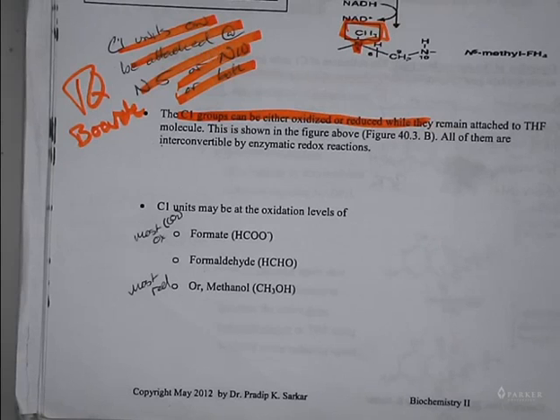Biotin. Nice. What's the most oxidized form of CO2? Good. But the most oxidized form that THF carries is formate. Most oxidized up here has the most oxygens compared to hydrogens. Please know the oxidation reduction. Most oxidized is formate, and mainly you just have to know the ends.